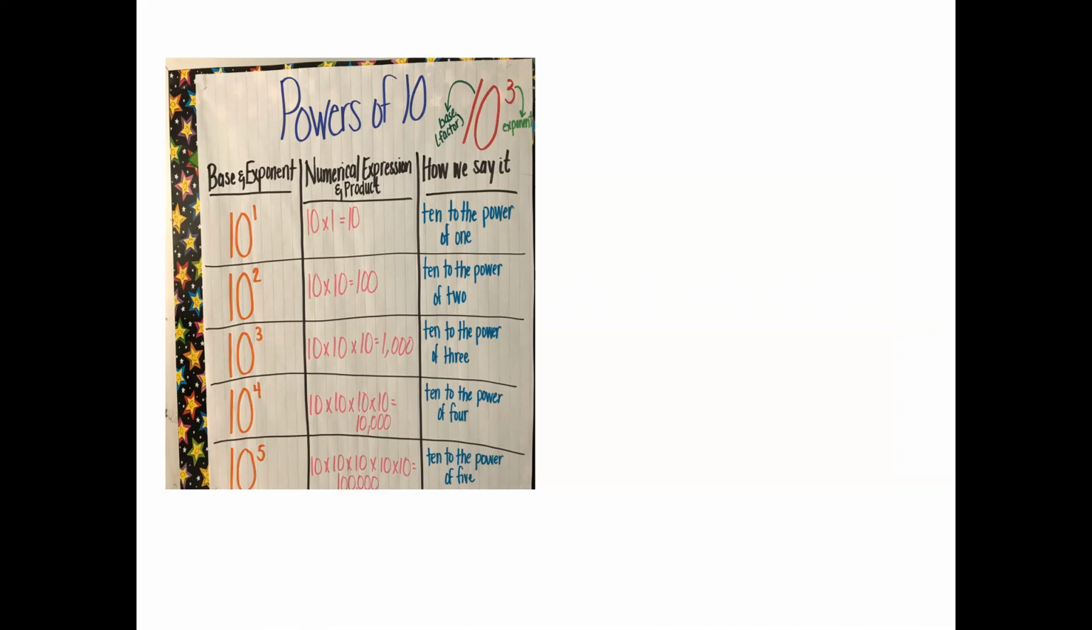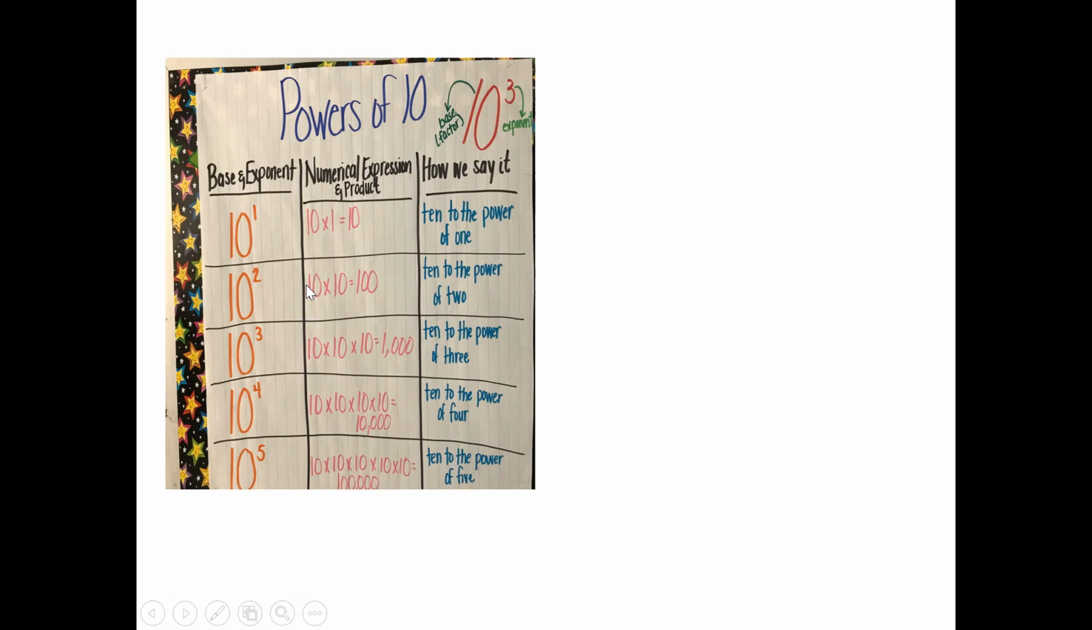Now we are not multiplying 10 times 4. We're not multiplying 4 times 10. We are multiplying. This exponent tells us how many times we need to multiply 10 by itself. So do not confuse the two, okay? So 10 to the power of 5 would be saying 10 times 10 times 10 times 10 times 10, which gives us 100,000.